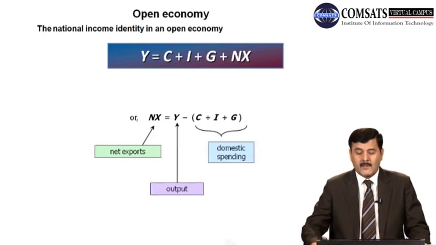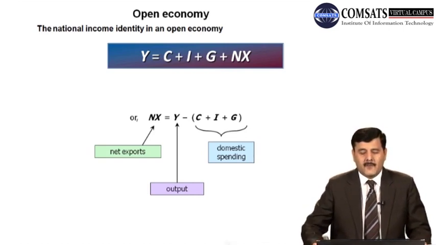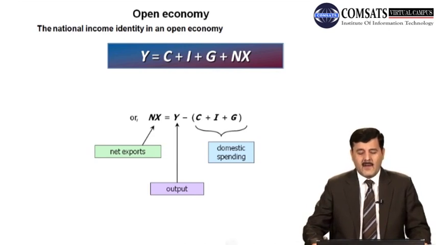Now, we can rearrange this equation to find the net exports of economy. Is equation say agar aap isko rearrange kar le, so we can get this equation NX is equal to Y minus C plus I plus G. Now this equation has three components. If you look in on the slide, so teen hisse hain.